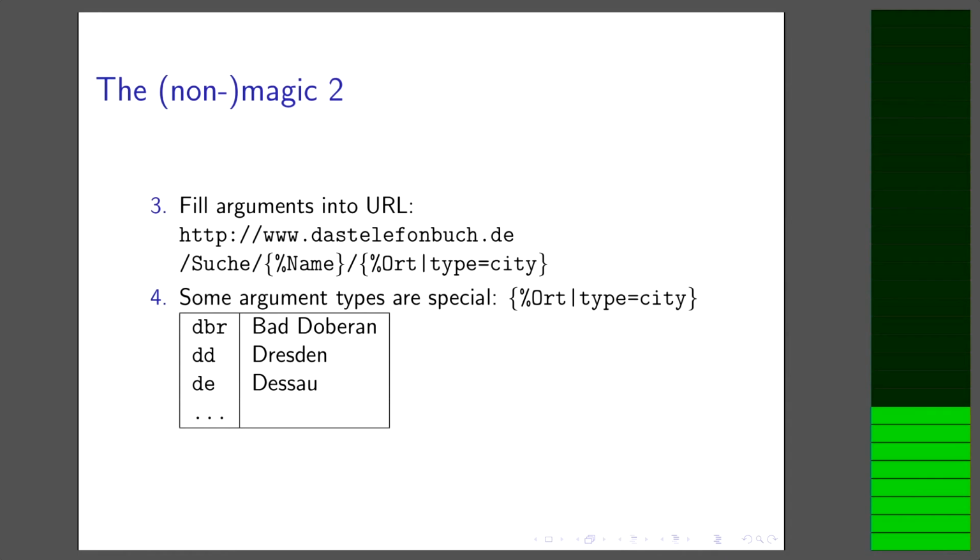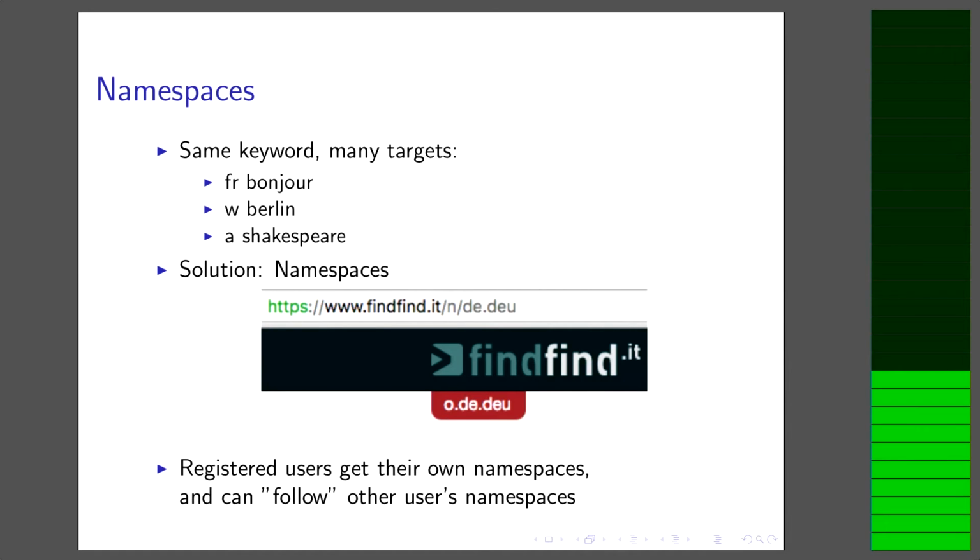So Ort is of type city. So for cities, we have a mapping table for every country. In that case, the input DD gets replaced with Dresden, and then Dresden goes into the URL, and this URL gets redirected. So actually, it's not a whole story, because sometimes we have some clashes.